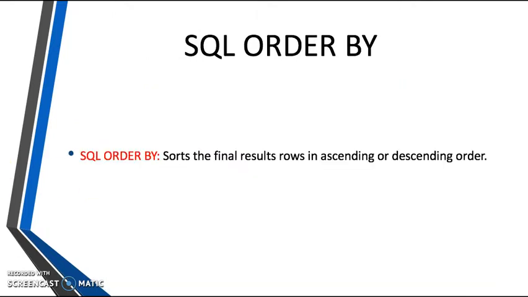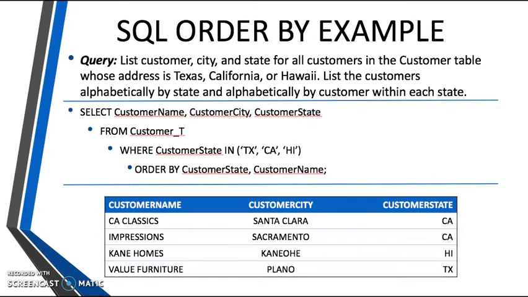Next, we have SQL order by. SQL order by is defined as sorting the final results rows in ascending or descending order. Here's an example of SQL order by.